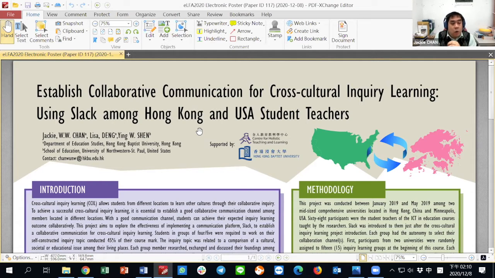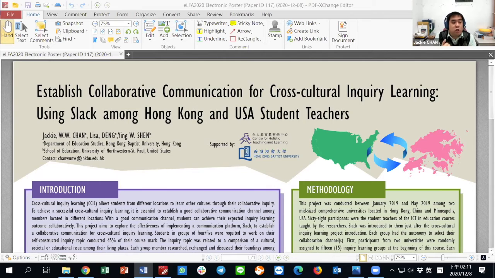Our students were attending an ICT-related course taught by the three authors of this poster, which is me, Dr. Jackie Chan, and Dr. Lisa Deng, and Professor Shan from the USA. Student teachers were required to work on a self-constructed inquiry assignment, which constituted 45% of their course mark, within 7 weeks. Course tutors, which is me, introduced Slack, the app that we used, to the students at the beginning of the announcement of this assignment.